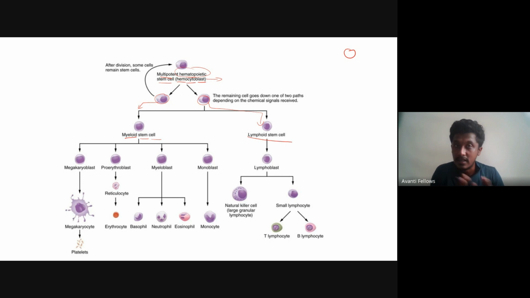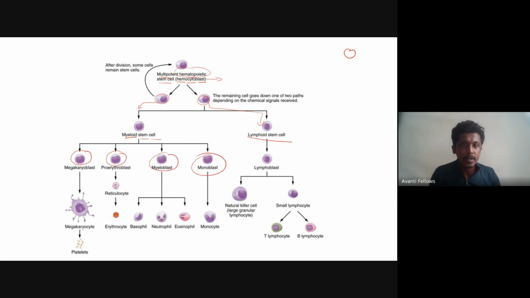Now listen here. We'll talk about the myeloid stem cells part, and then we'll talk about the lymphoid stem cells part in a little while. First, the myeloid stem cells part. What do myeloid stem cells do? They divide, right? Again, the myeloid stem cells divide. Let's say it divides into 4 different daughter cells. Each of the daughter cells will again specialize into parent cells. What are those? Myeloid stem cells will specialize into megakaryoblast, proerythroblast, myeloblast, monoblast.